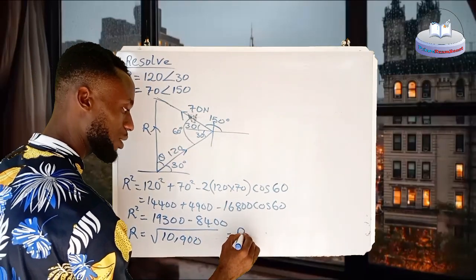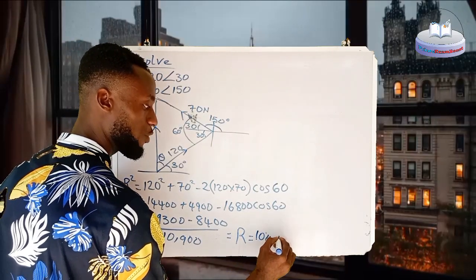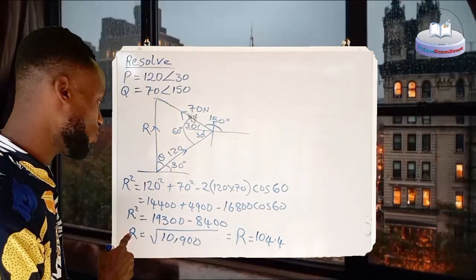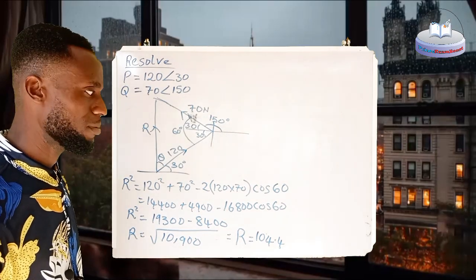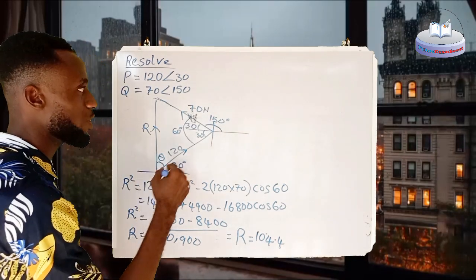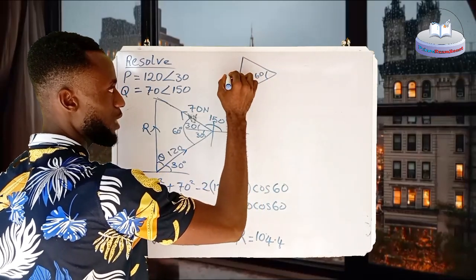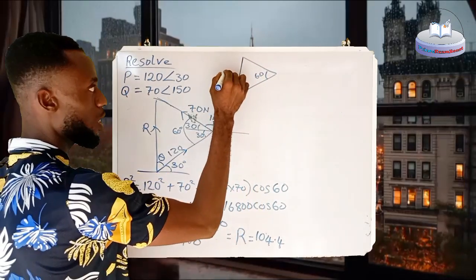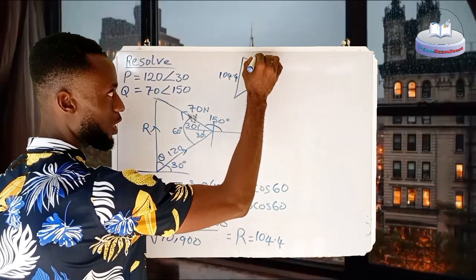So our resultant is 104.4. So you can see that the resultant has given us exactly the value we got last time. Now let's work the direction. To work the direction, this is what we currently have. We have here 60. We have found the resultant as 104.4, we have here 120, and we have here 70.